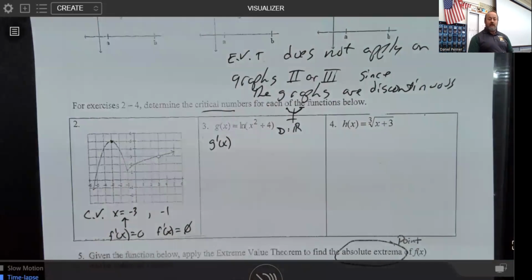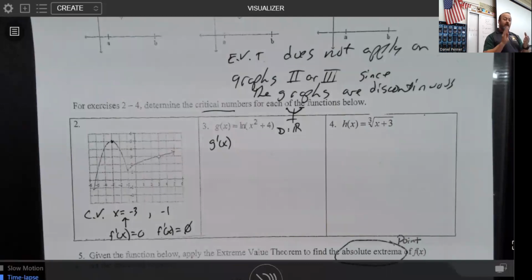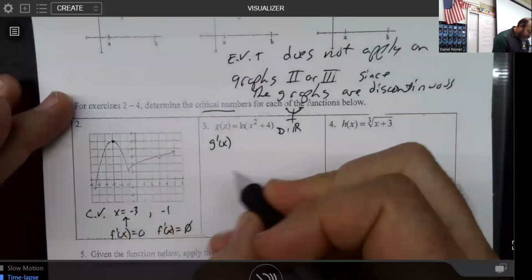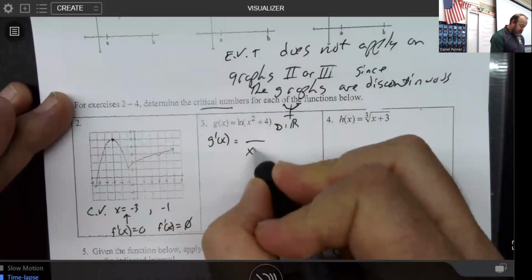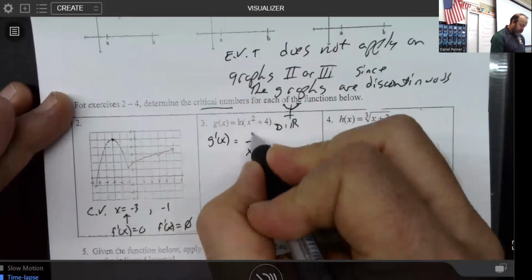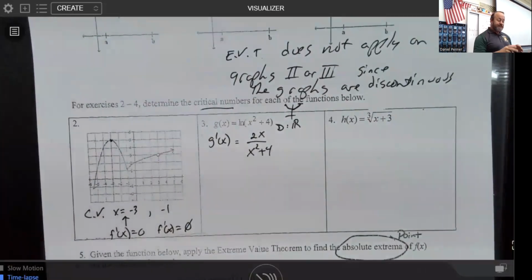So that certainly tells me that I'm going to have those critical values that I can find. Everything's going to be in the domain. I just have to find out where the derivative is 0 or undefined. So off we go. Now remember, the derivative of a natural log is 1 over what's inside times the derivative of what's inside.